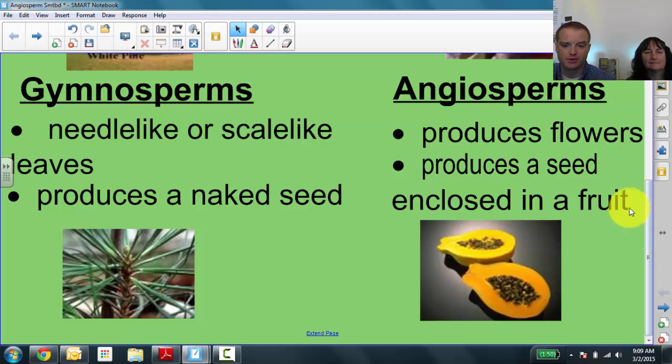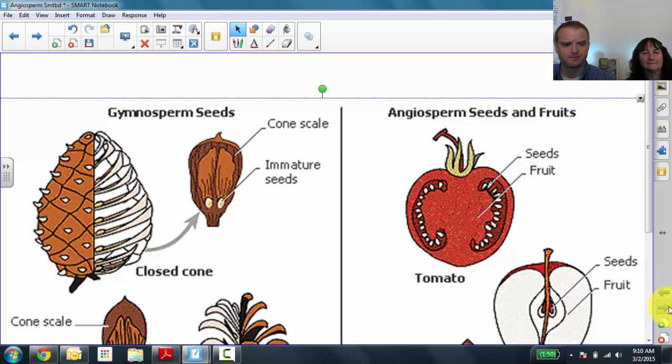So our angiosperms produce flowers. Hopefully we'll start seeing those in a couple of weeks. They produce seeds, much like the gymnosperms do, but they are enclosed in some kind of a fruit. The fruit you eat would be an example of that, but it's not always something you can eat. But the gymnosperm has that naked seed, so it's not protected or covered in anything. Those are some of the big differences between gymnosperms and angiosperms, just in appearance.